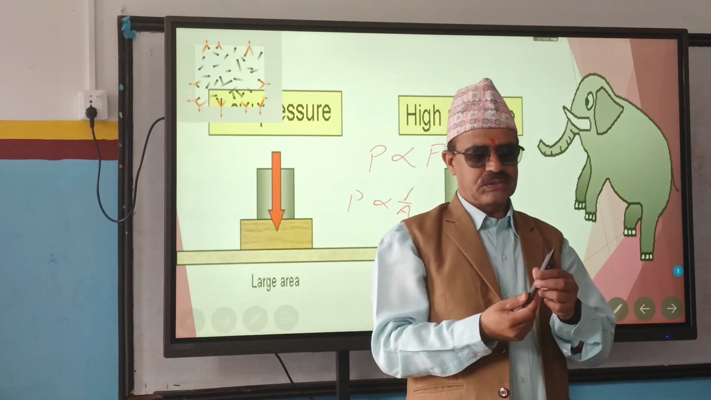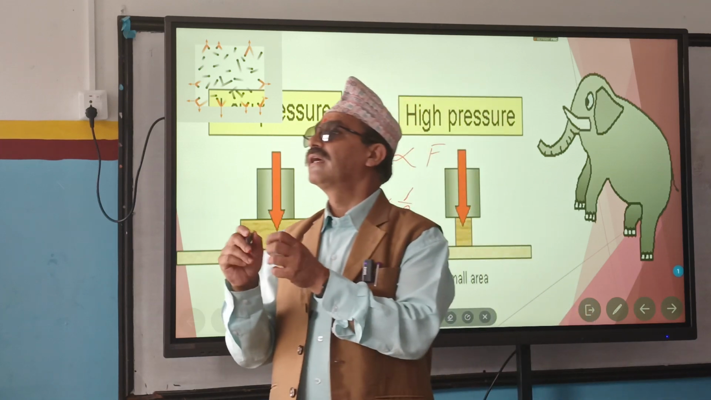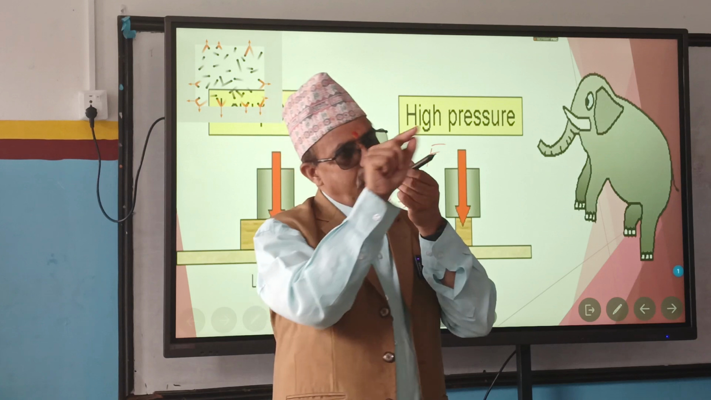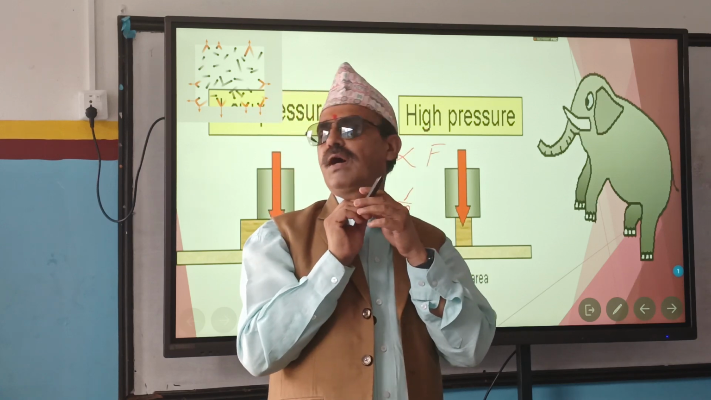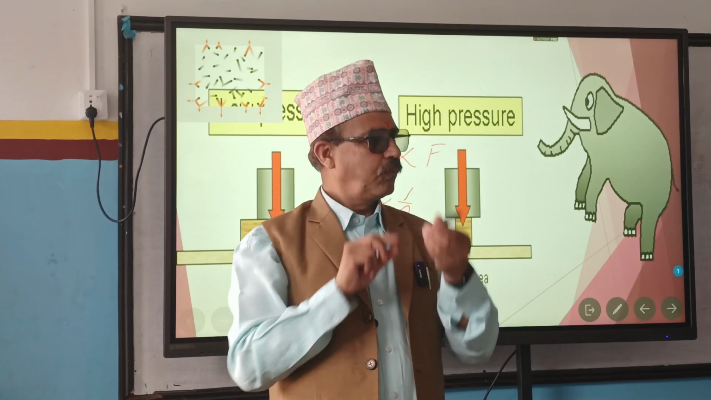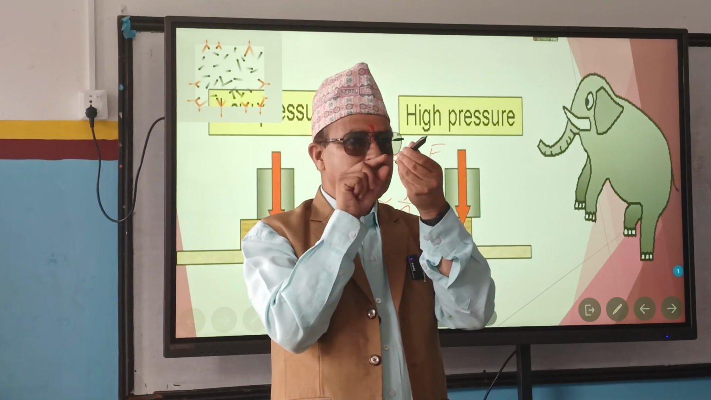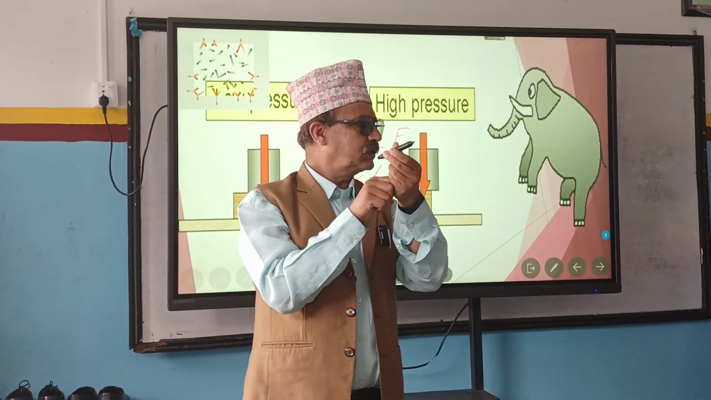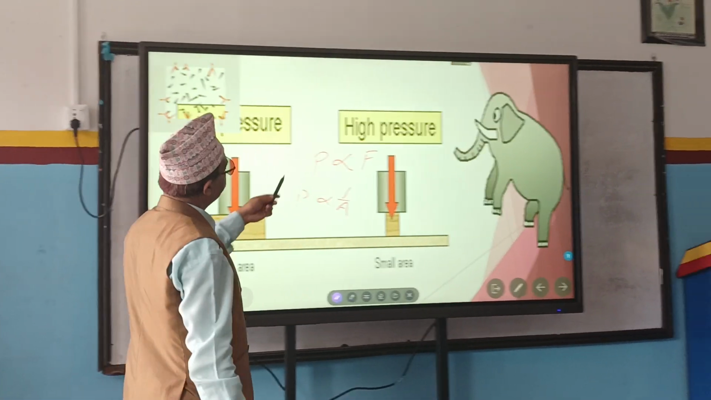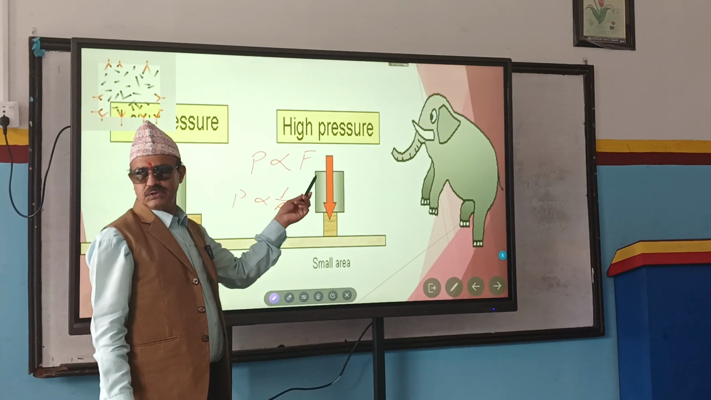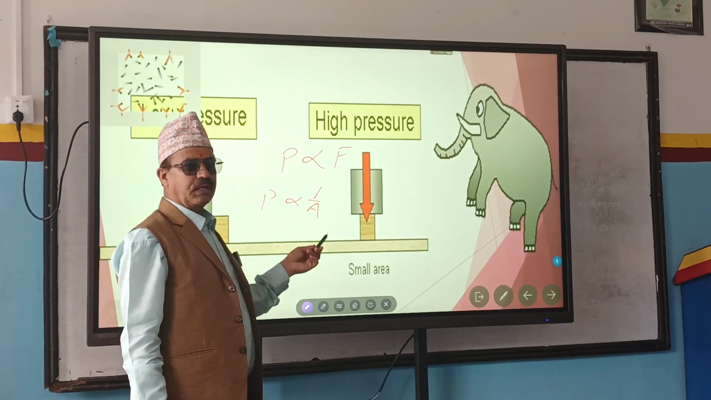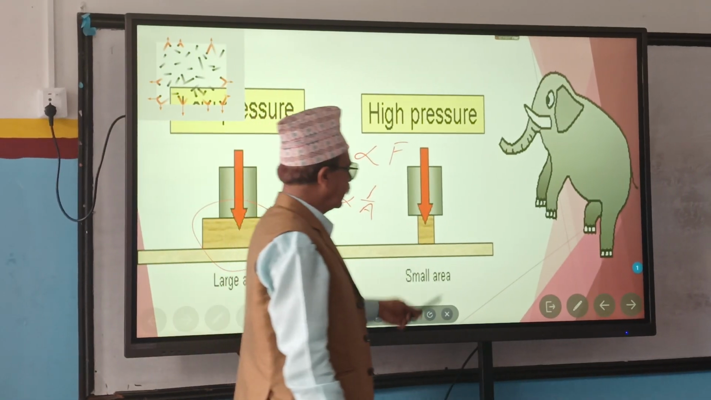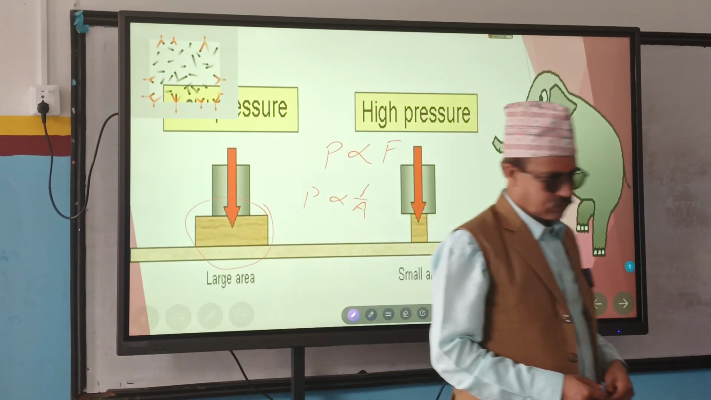You might have noticed, when there is any need of fixing a nail, we keep the pointed part towards the wall, because the area is less and the pressure is more. You have to remember. So this is the relation: pressure is directly proportional to force, inversely proportional to area. Larger area, less pressure; smaller area, more pressure.